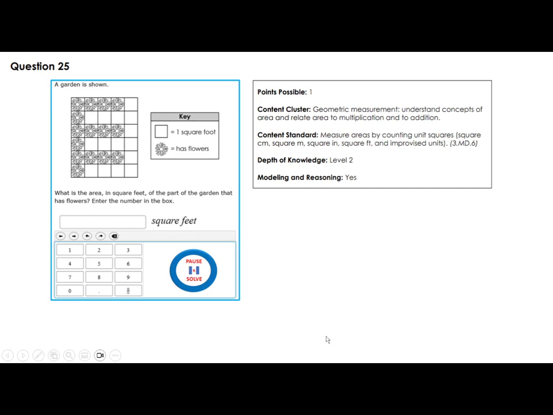Question number 25. A garden is shown. What is the area in square feet of the part of the garden that has flowers? This is really straightforward. Count them: 1, 2, 3, 4, 5, 6, 7, 8, 9, 10, 11, 12, 13, 14, 15. That's it. You get 15.